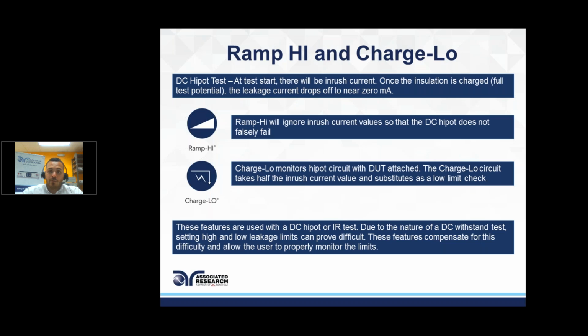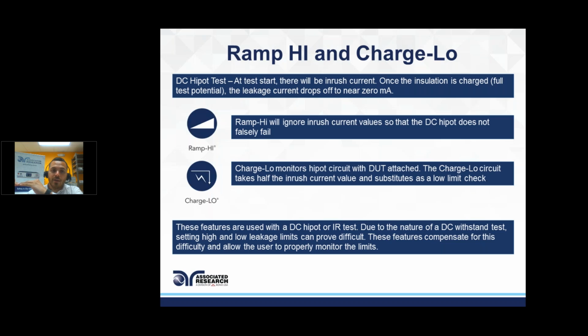And so, great, now I'm passing DC, but I don't have the peace of mind that my operators are connecting properly because my low limit has become useless to me. It's obsolete because I have really good insulation and I leak very little during my dwell time. And so we've created this charge low feature. It will monitor that peak during ramp time, and I'll set a charge low value to maybe half that peak. Next time you run a test, charge low becomes your new low limit.